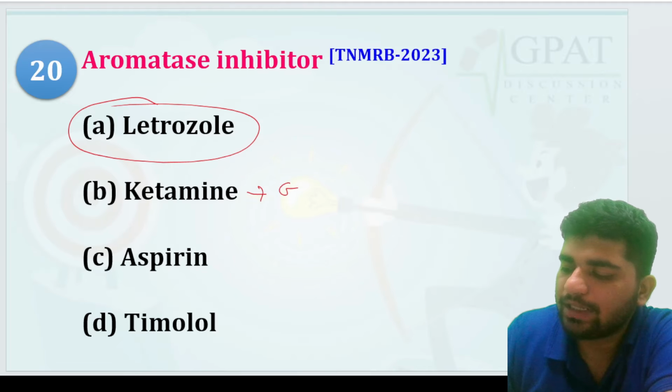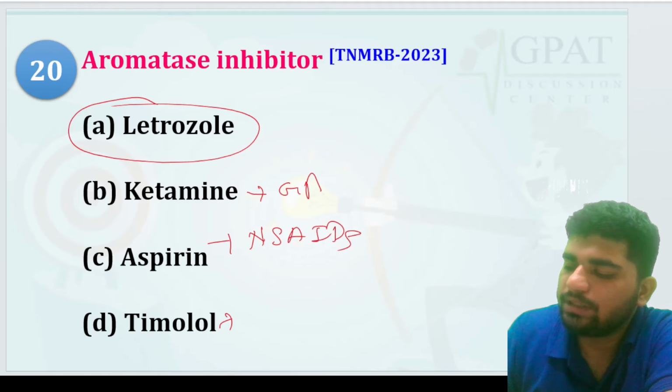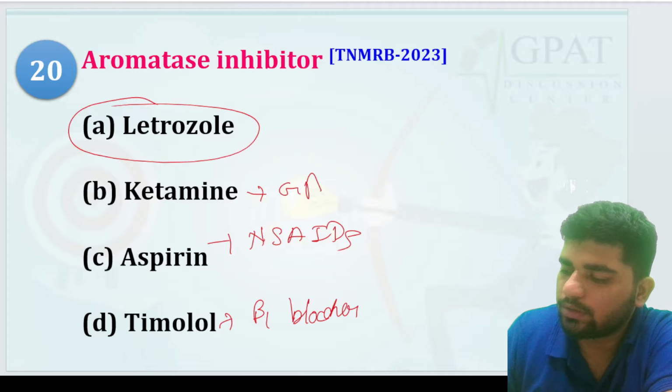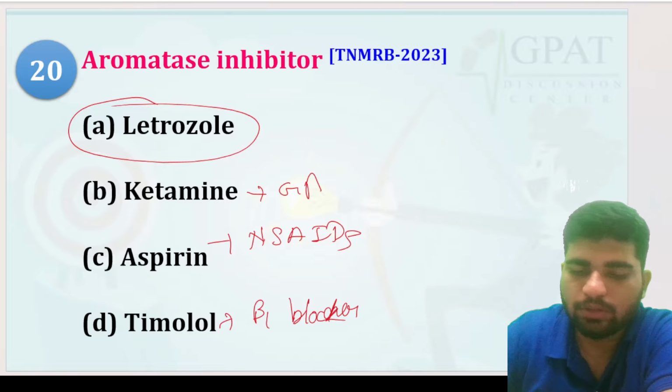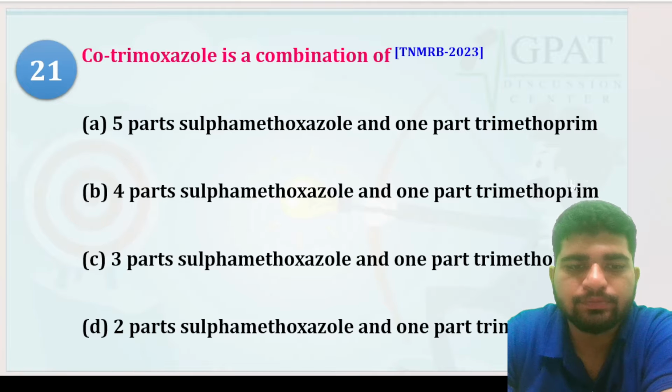Ketamine is a general anesthetic. Aspirin is an NSAID. Timolol is a beta 1 blocker.